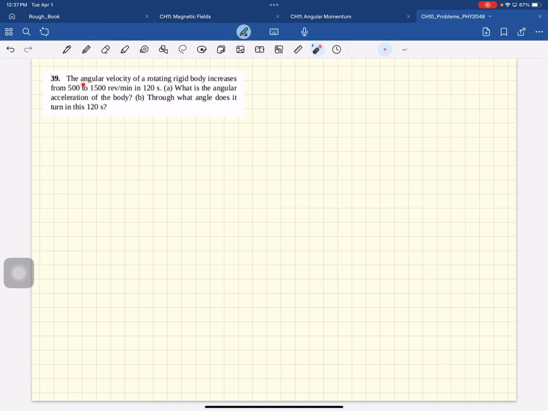Okay, so this problem says the angular velocity of a rotating rigid body increases from 500 to 1500 revolutions per minute in 2 seconds. What is the angular acceleration of the body?